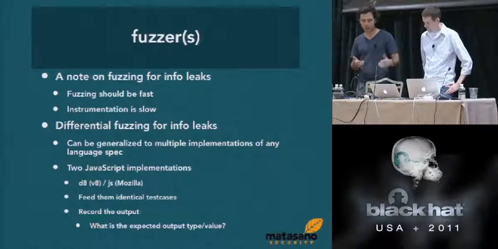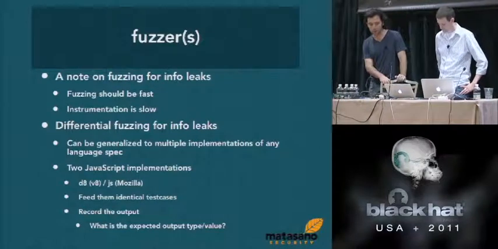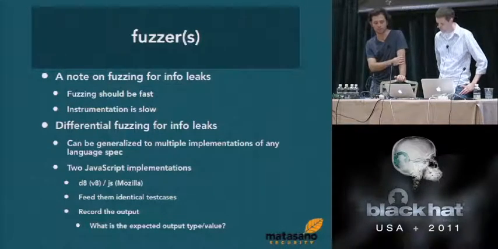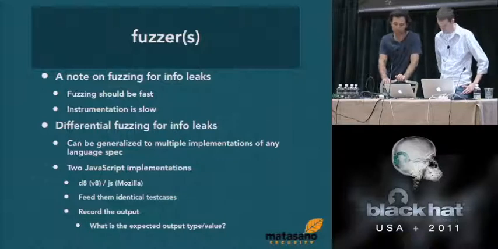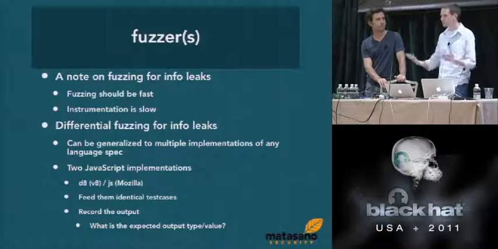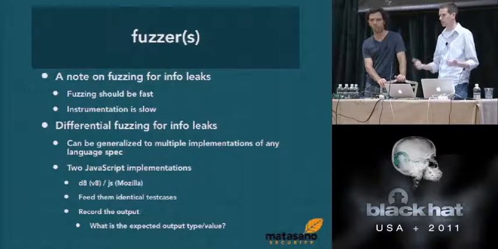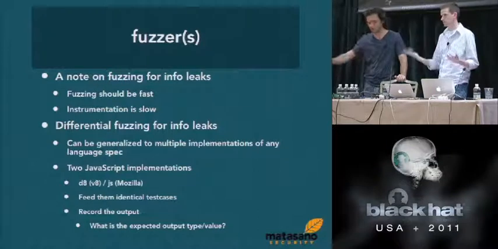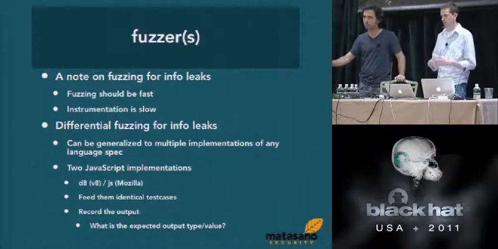A clear example is you can use D8 and JS, which are the command line versions of V8 and Mozilla's JavaScript engine. And any differences can potentially lead to an information leak. Yes, so you just feed them both the same test case, record the outputs, and then compare those outputs. And if one engine outputs a string type and the other outputs an integer type, maybe something went wrong there, because one of them is according to spec and the other one isn't, and you want to find out why. Is it leaking something that it shouldn't, or is it just some benign case where it doesn't follow the spec?